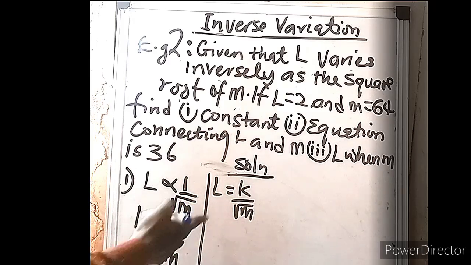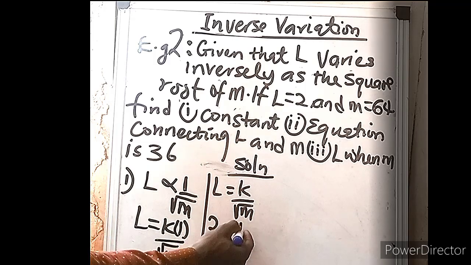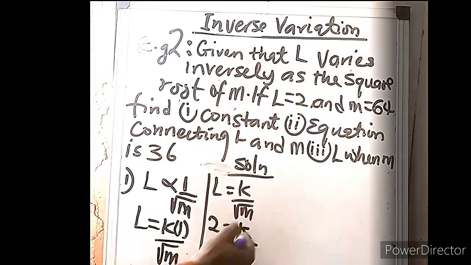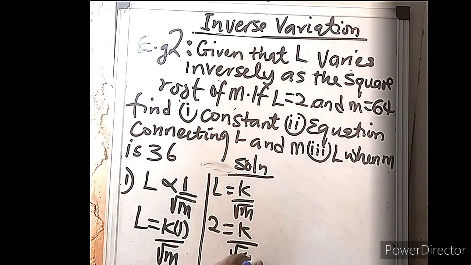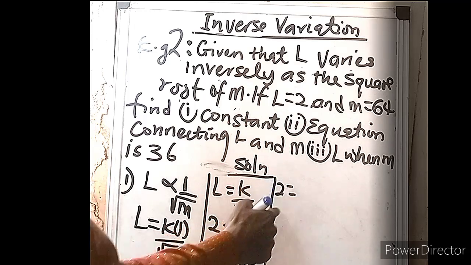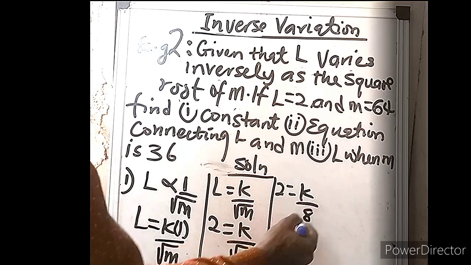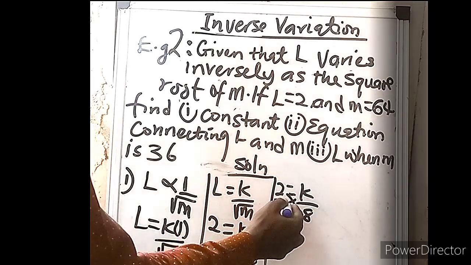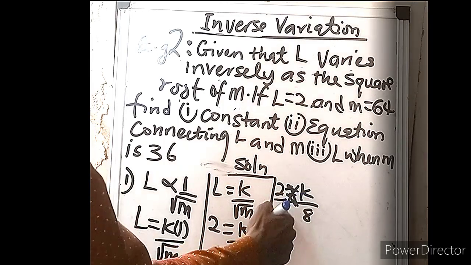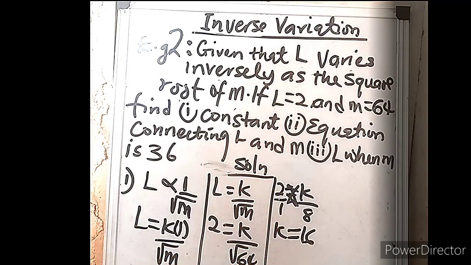Let's substitute now. Let's input our value. L is 2, K is what we are looking for now. We're looking for the constant, which is K. What is M? M is 64, square root of 64. So at the end of the day, this will give us 2 is equal to K over square root of 64, which is 8. Then we cross multiply. When you cross multiply, you're going to have 1 times K is K, and 2 times 8 equals 16. So our constant value is 16.